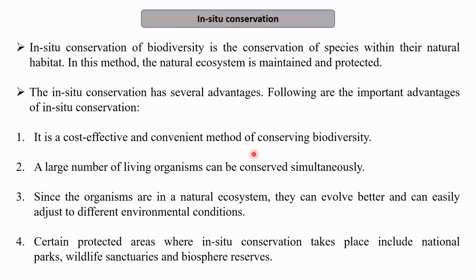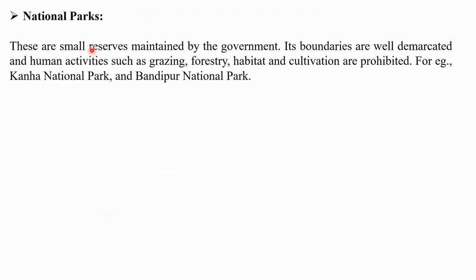Now, since the organisms are in a natural ecosystem, they can evolve better and can easily adjust to different environmental conditions, because we are not dislocating these organisms from their natural ecosystem to some artificial ecosystem. Certain protected areas where in situ conservation takes place include national parks, wildlife sanctuaries, and biosphere reserves. So national parks, what are national parks? These are small reserves that are maintained by the government. Their boundaries are well demarcated and human activities such as grazing, forestry, habitation, and cultivation are prohibited. For example, the Kanha National Park and Bandipur National Park.